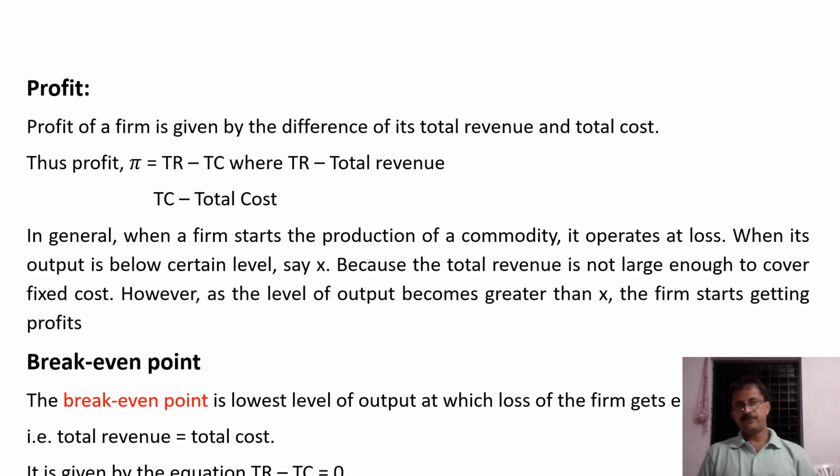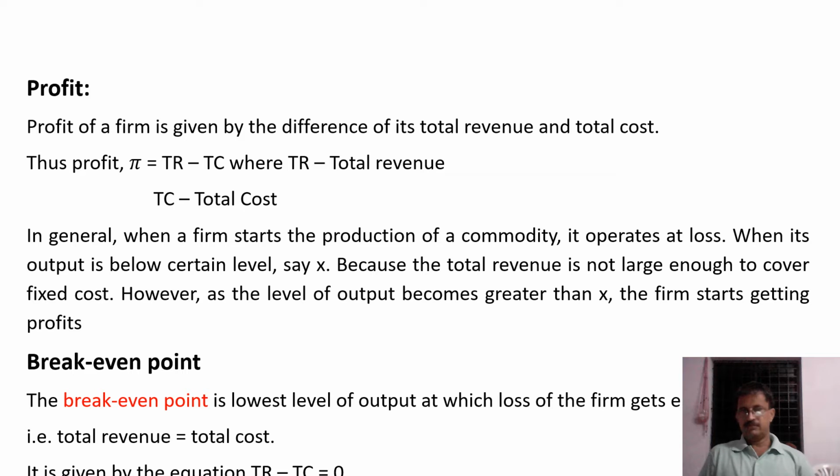In general, when a firm starts the production of a commodity, it operates at loss when its output is below certain level, say X, because the total revenue is not large enough to cover fixed cost. However, as the level of output becomes greater than X, the firm starts getting profits. This X is called break even point.